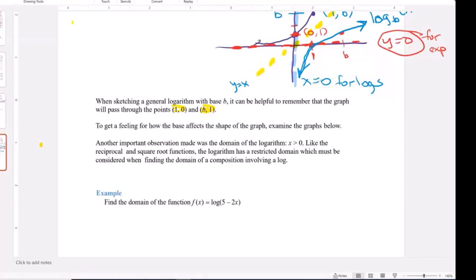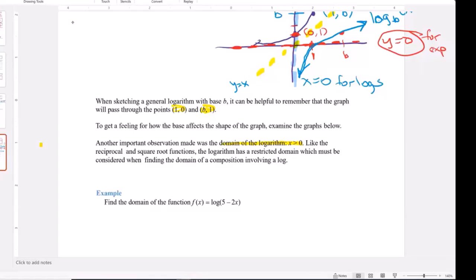So we already talked about the shapes of the graph above, and another important observation made was that the domain of the log is x is greater than 0, because we have that asymptote at x equals 0. It cannot actually touch that line, and it can't be negative. It only goes in the positive direction. That's very important to remember. So like the reciprocal and square root functions, the log has a restricted domain, which must be considered when finding the domain of a composition involving a log.